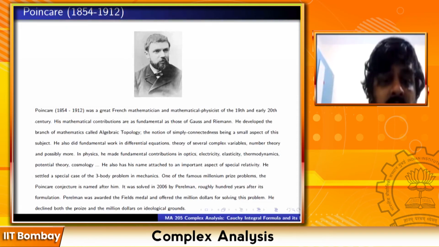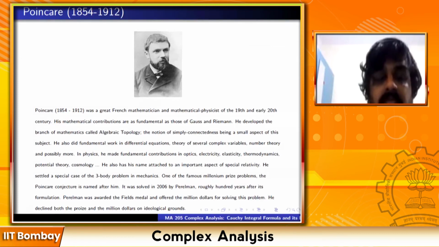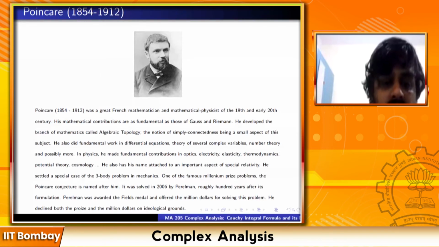And one of those famous Millennium Prize problems is called the Poincare conjecture and is named after him. And it was solved in 2006 by Perelman, roughly 100 years after its formulation. Perelman was awarded the Fields Medal and offered the $1 million for solving this problem. He declined both the prize and the $1 million on ideological grounds. So that's Poincare.